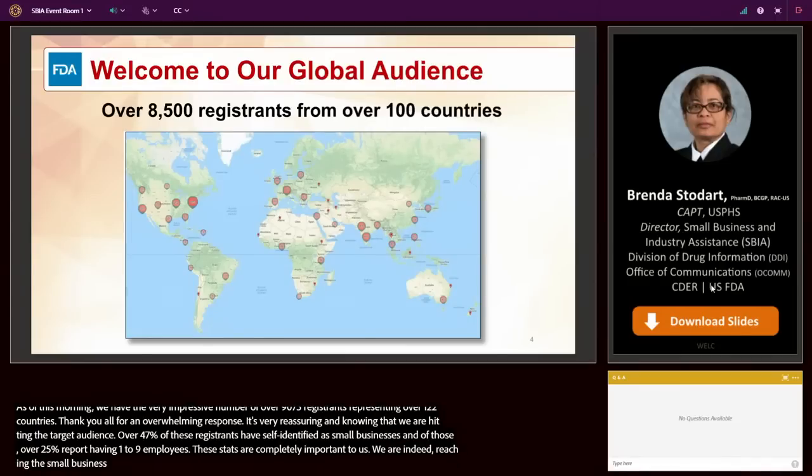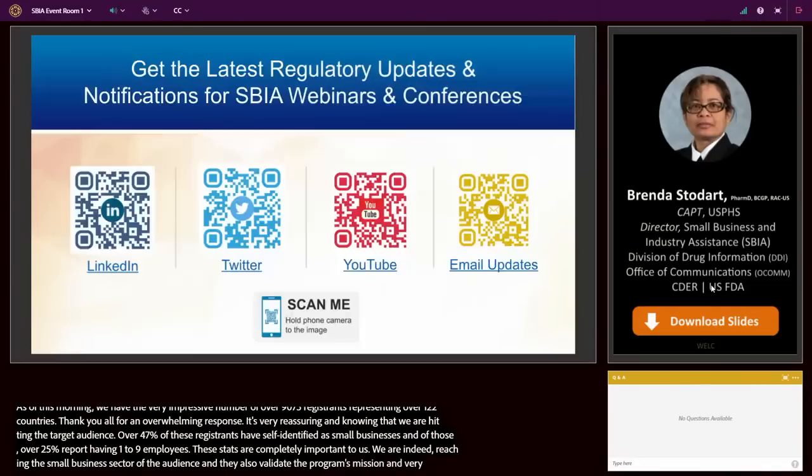This is a snapshot of our geo map for today's event, and you can click on this image, which will take you to your browser, where you can zoom in and have a closer look at our global participation. So have fun with it.